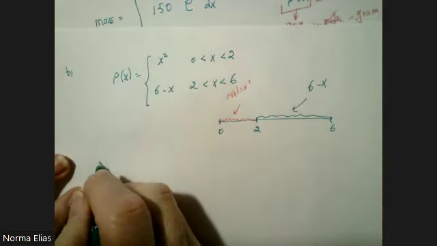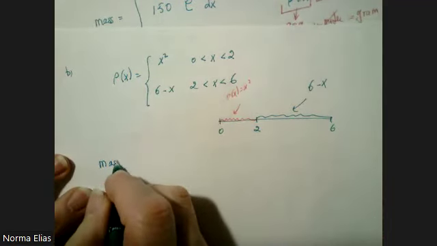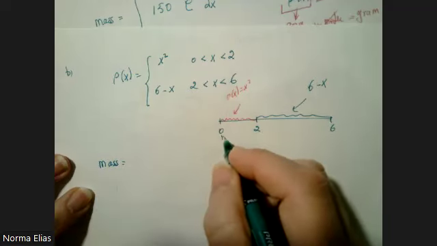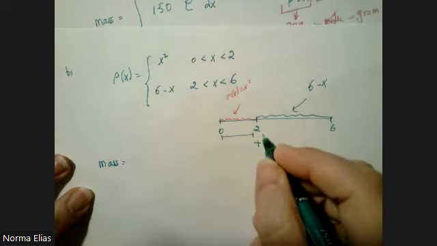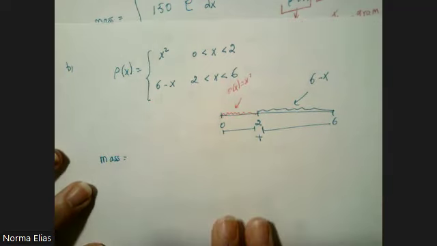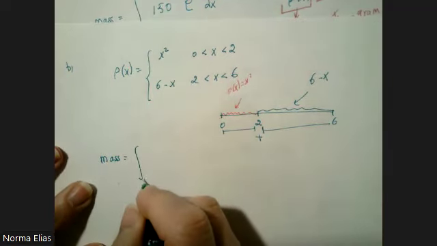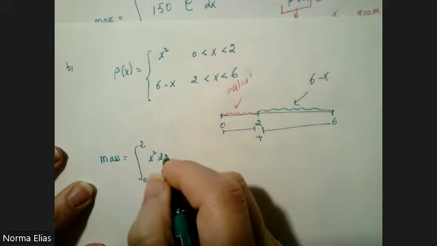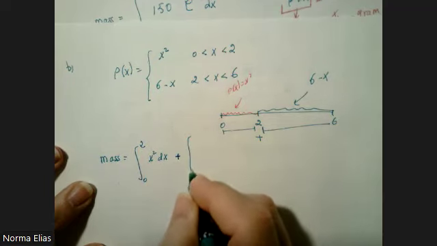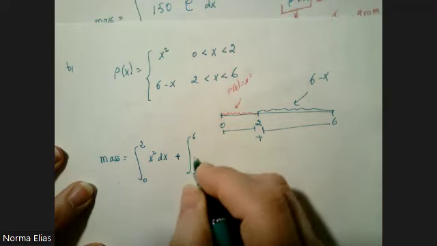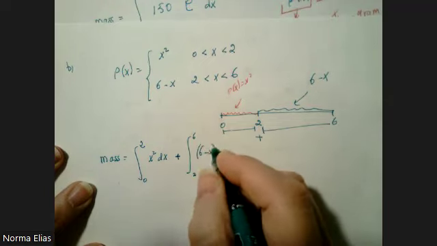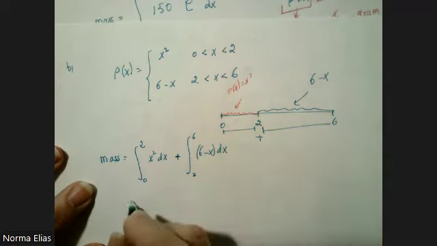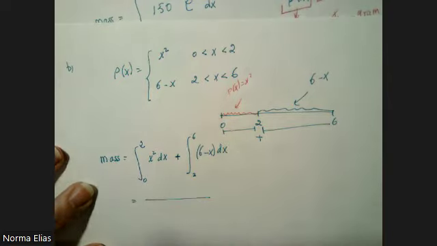So how are we going to find the mass? We have to find the mass of this piece, add the mass of that piece. So the mass is the integral from 0 to 2 of the density, x squared, plus the integral from 2 to 6 of the density, dx. And the rest is simple integration.